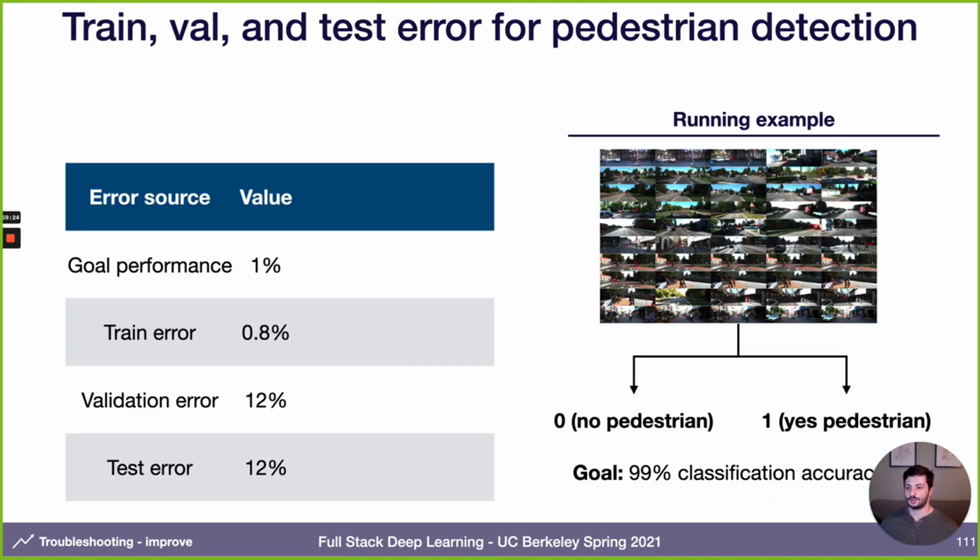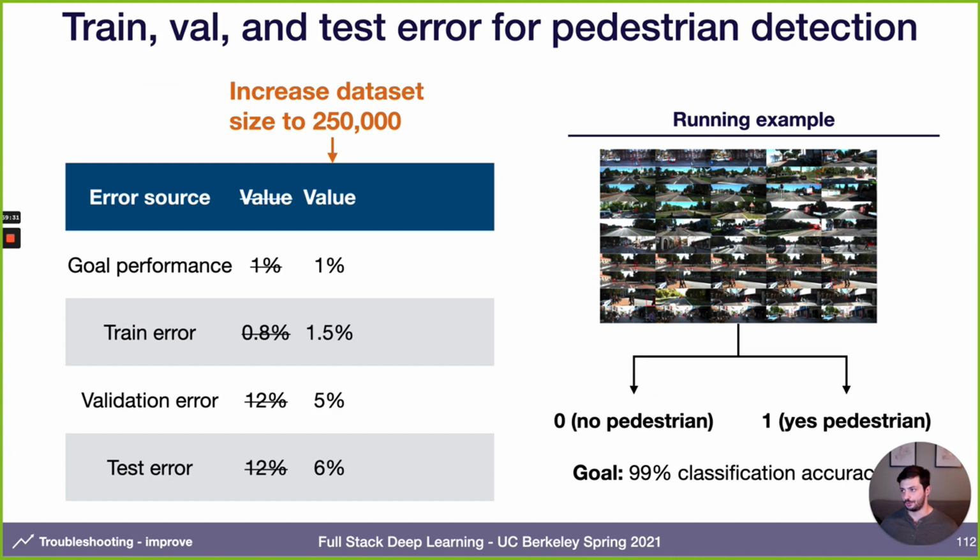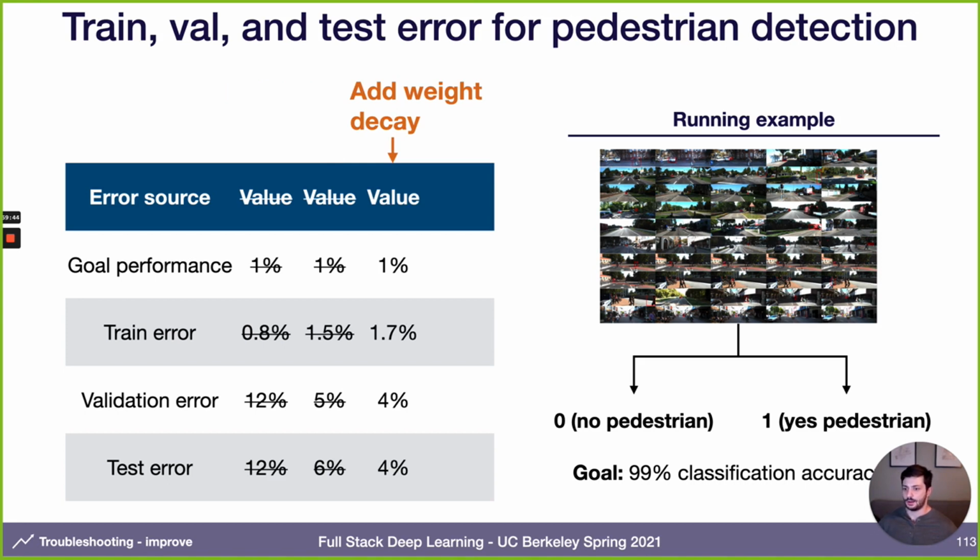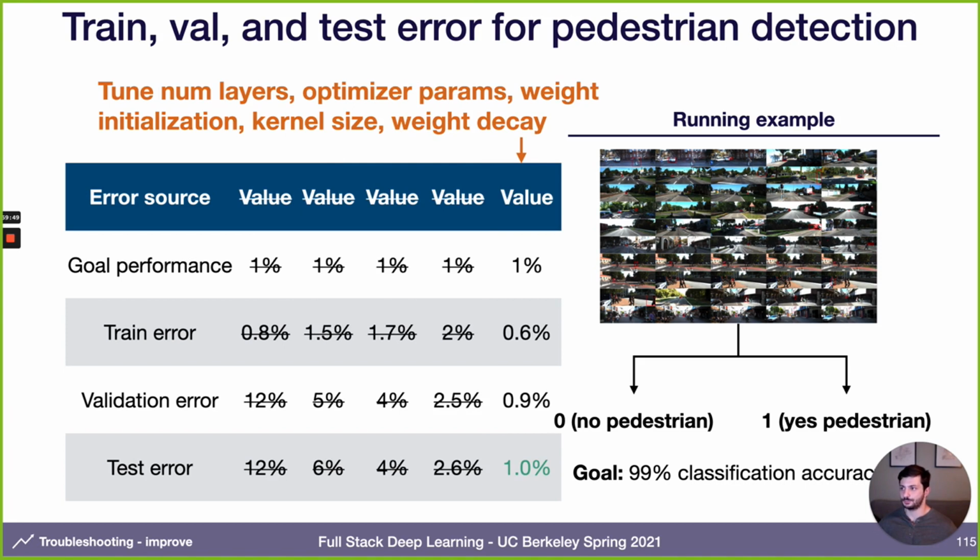Okay, so let's walk through our example. Again, our training error is good, our validation error is not good. So let's try to reduce overfitting. The next thing we might do is, remember we were using a subset of our data to make the problem simpler to start. So let's actually increase the amount of data that we're using. Let's say we'll increase it to 250,000 data points. Then we might add a regularizer, like weight decay. We might add some data augmentation.